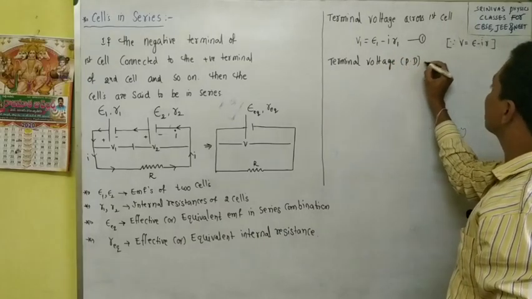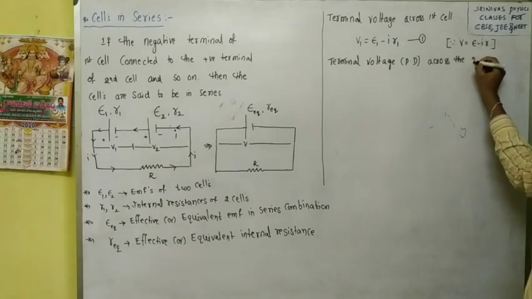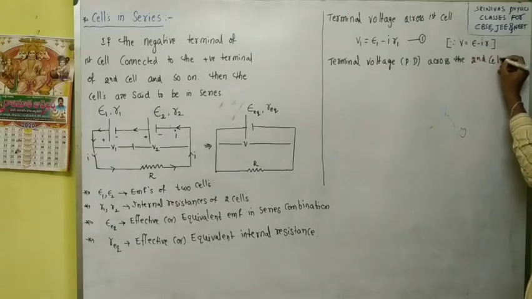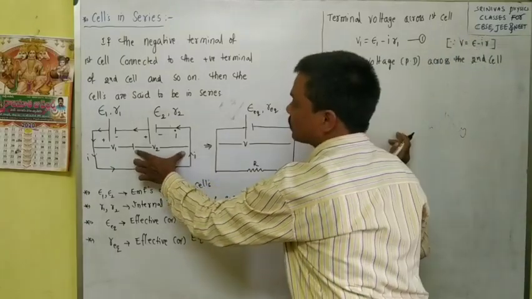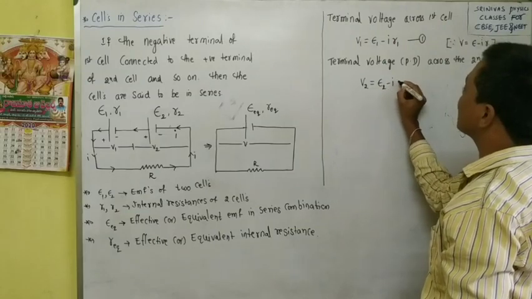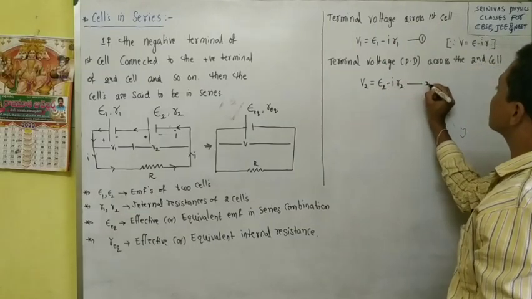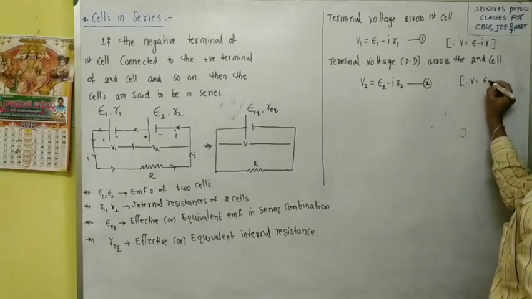Then the terminal voltage, or the potential difference, across the second cell is V2. Its formula is again V equal to E minus IR, so V2 equals E2 minus I R2. This is equation 2.